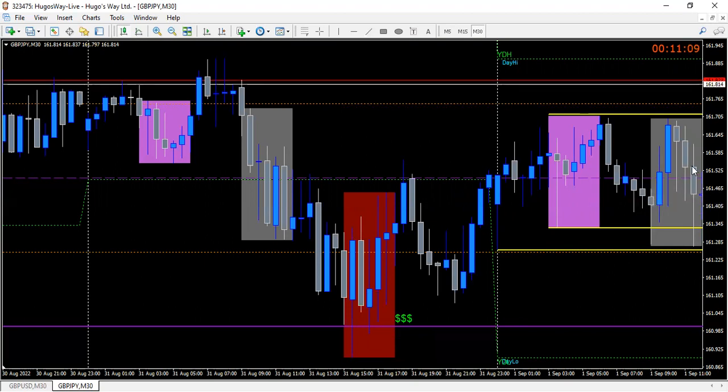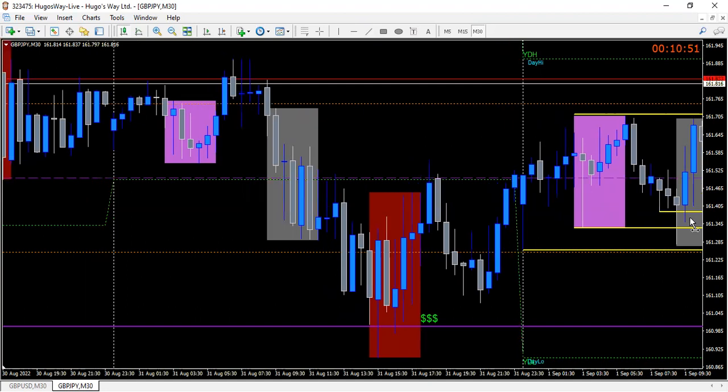All right. So I want to see price give me some type of pullback, or if it doesn't give me a pullback, I want to see it at least break these lows here. Okay. Then I will take an entry. All right. So let's see, next candle. What do we get?